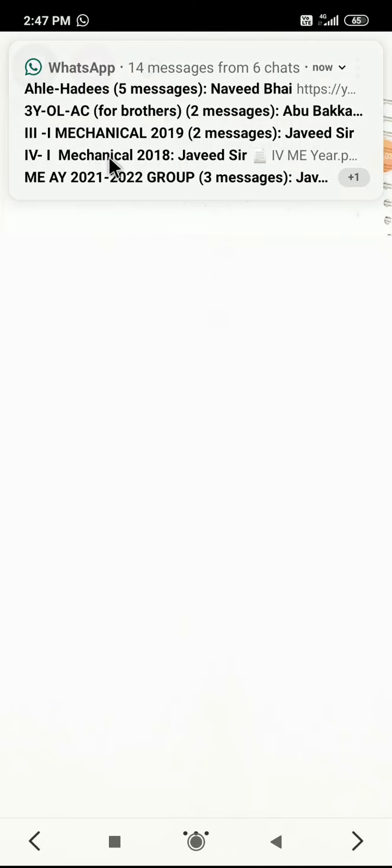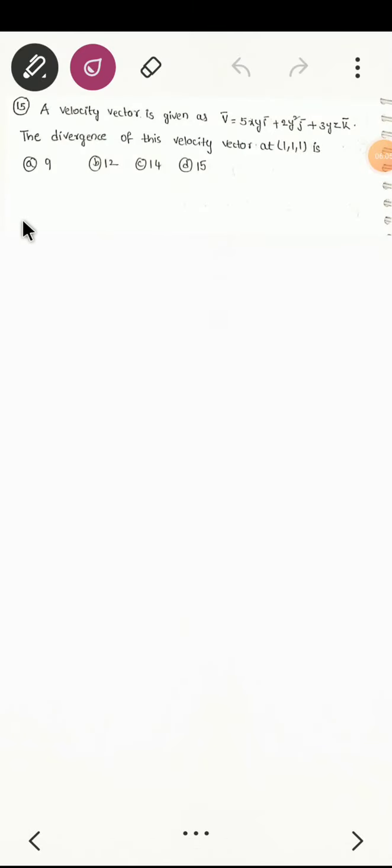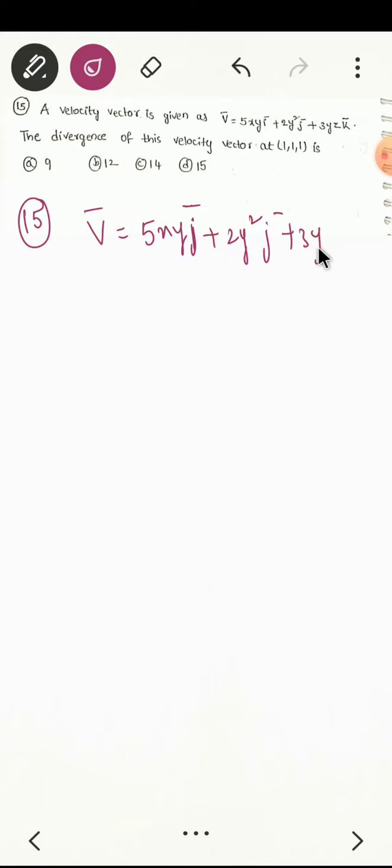So problem number 15. What do we have? A velocity vector. They have given the velocity vector as 5xy i bar plus 2y square j bar plus 3yz k bar. Then they are asking for the divergence. That means first find the function.